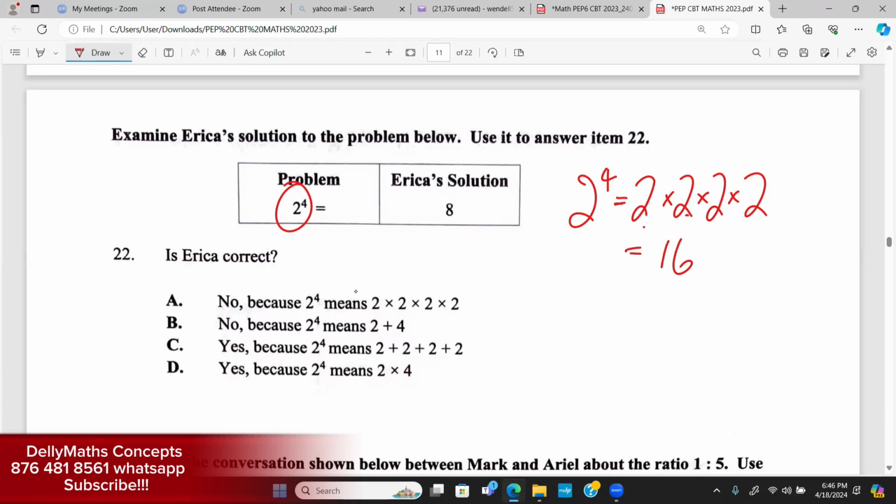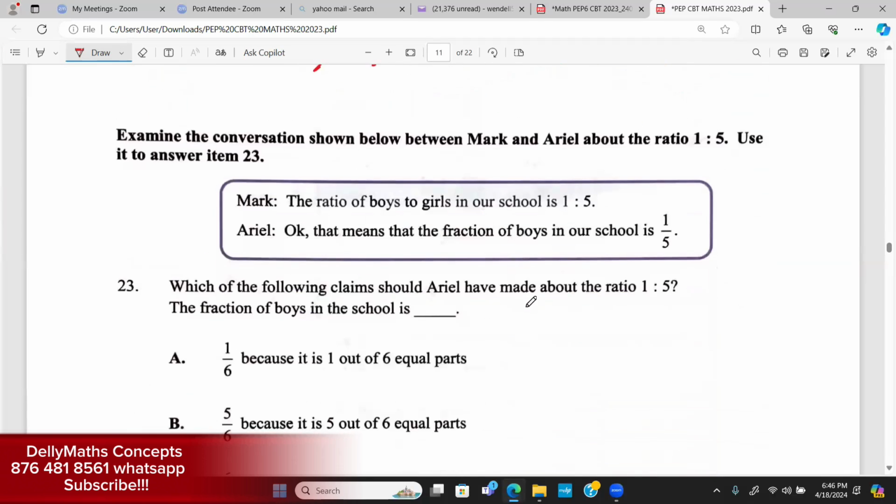So is Erica correct? No, Erica is not correct. So these are out. And B is out because 2 to the 4th does not mean that. 2 to the 4th means what we were saying. So again, we want to make sure that we have these down, all right?